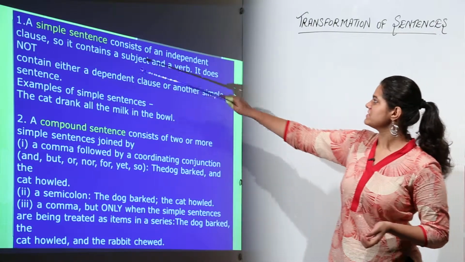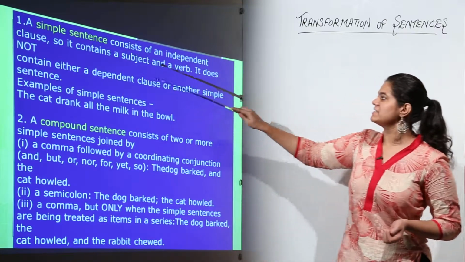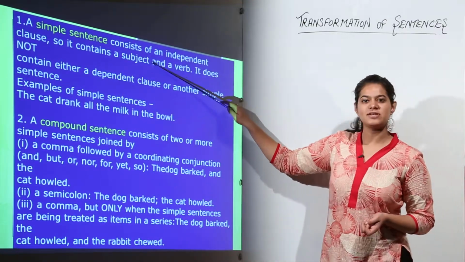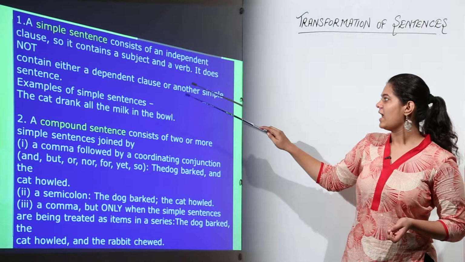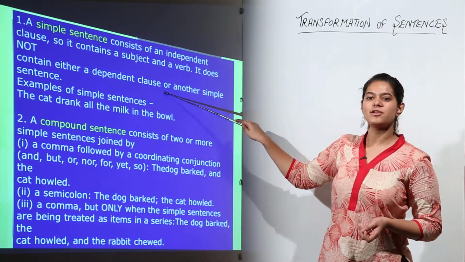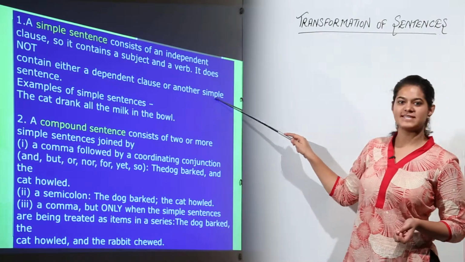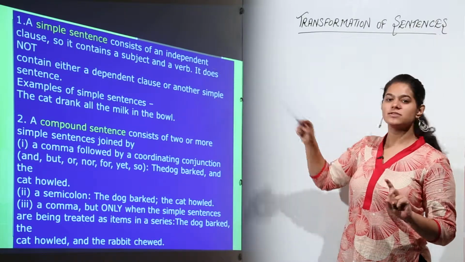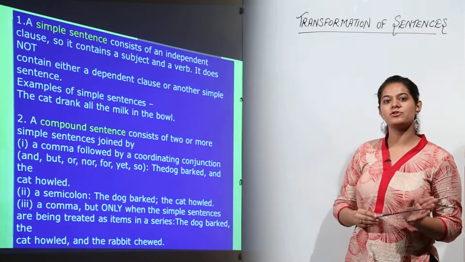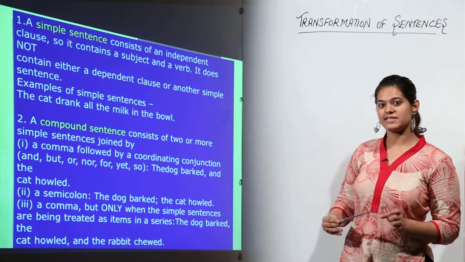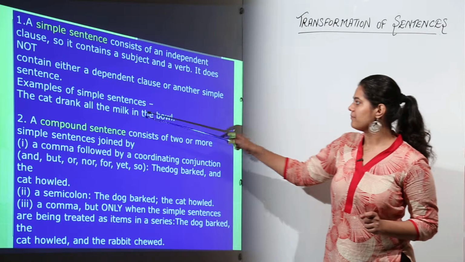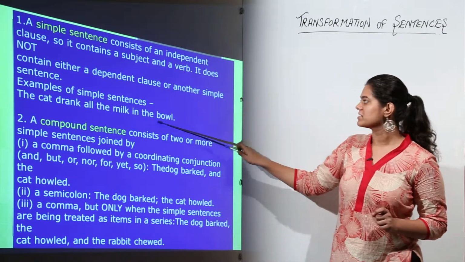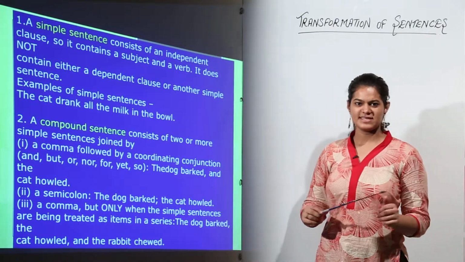So firstly, we have a simple sentence which has an independent clause and contains a subject and a verb, okay, and it does not have any dependent clause or any other simple sentence, right? It is just one independent clause with one subject and a verb and no dependent form or another sentence which depends on it. So the example is, the cat drank all the milk in the bowl. This is a simple sentence.